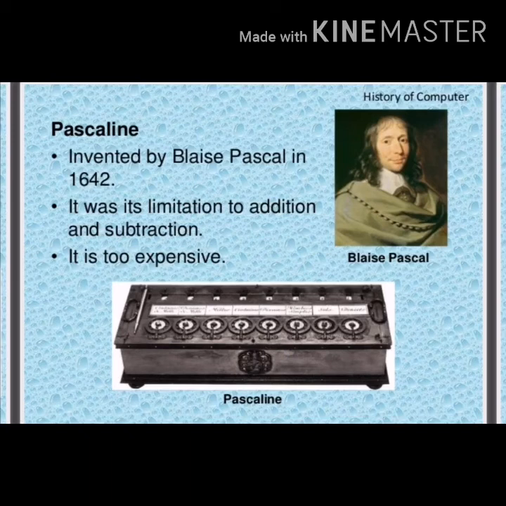Pascaline. In the year 1642, a young Frenchman called Blaise Pascal invented a mechanical calculating machine for doing addition and subtraction. It was called Pascaline. Pascaline consists of a set of interlocking cogs and wheels on various axles.